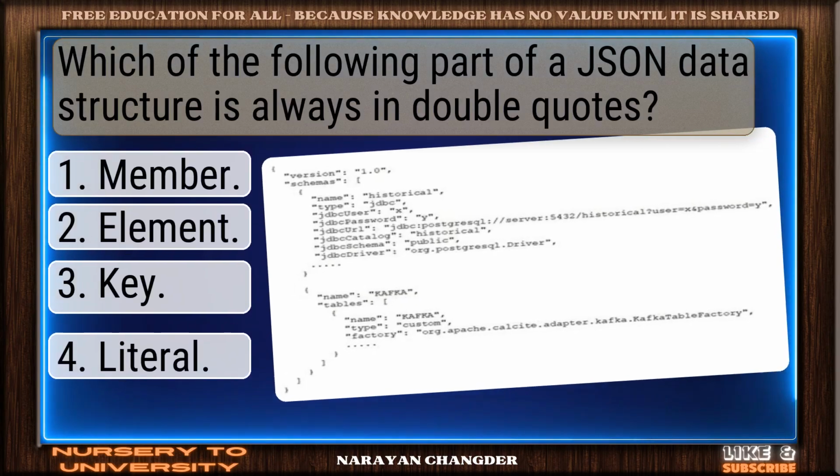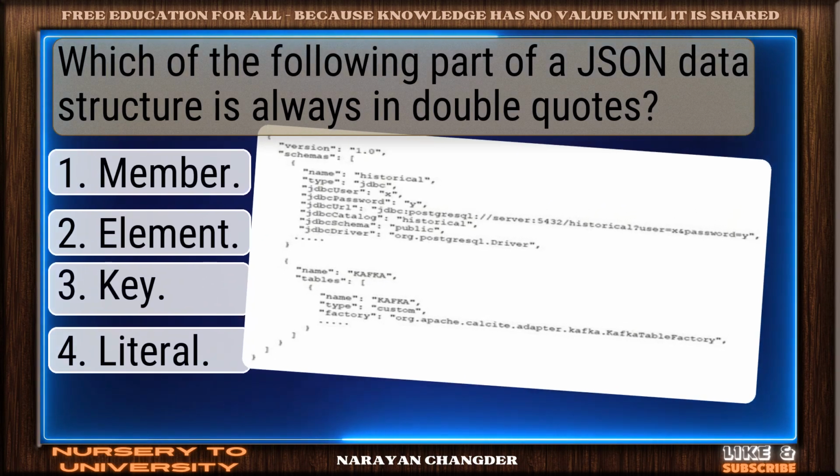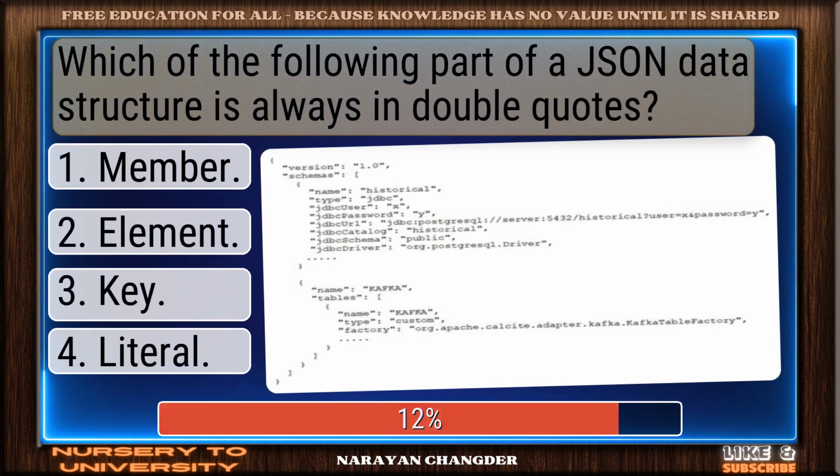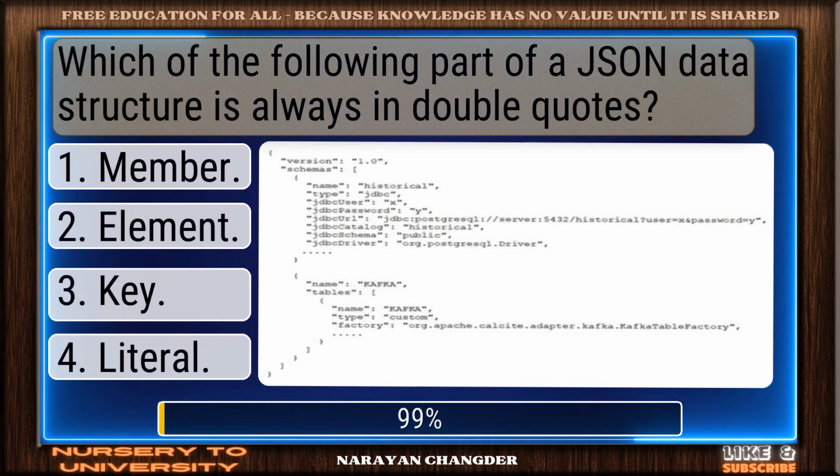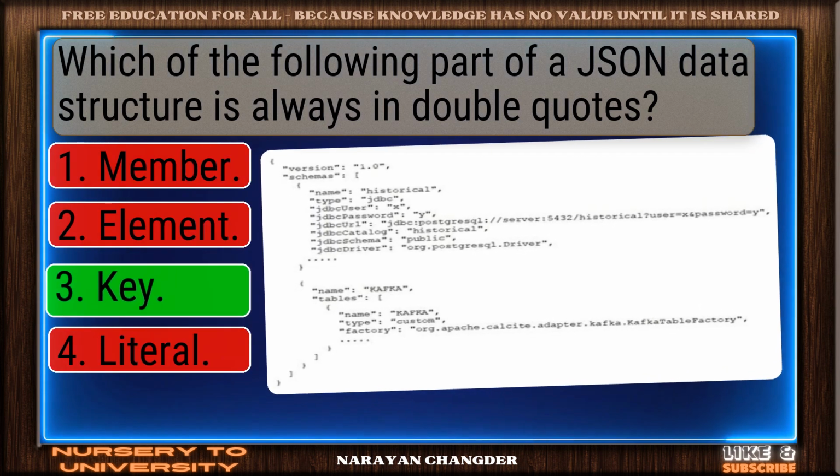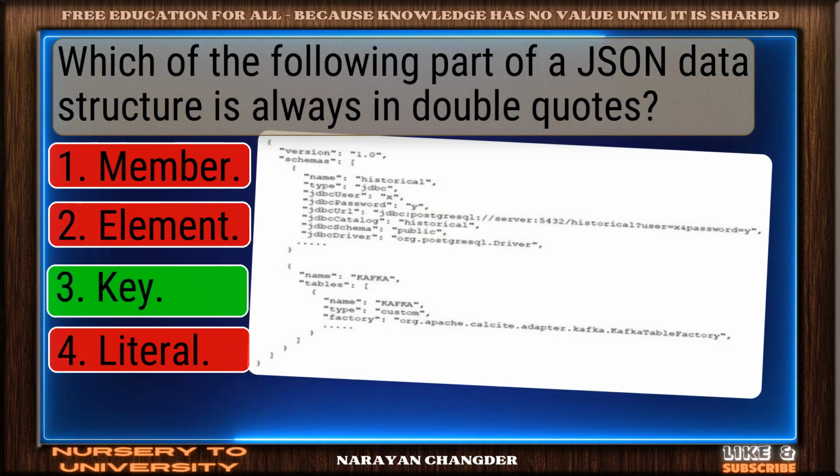Question number 7. Which of the following parts of a JSON data structure is always in double quotes? Well picked. Key is the correct answer.